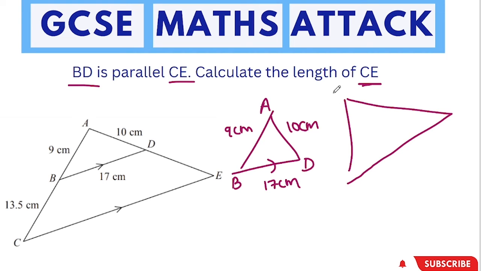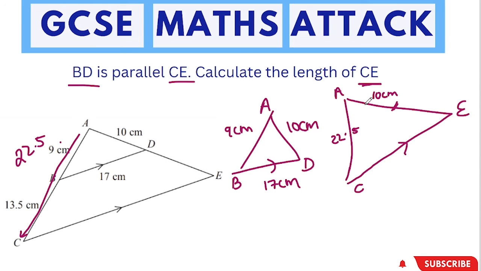That's A, that's C, and that's E. Okay, now I can see A to C is going to be 9 plus 13.5, and if I add that together, that's going to give me 22.5. So this length over here will be 22.5. I'm going to write that down here. So at 22.5, and then I'm going to see AE. So AE, we're not given the whole length, but I'm given 10 centimeters over here, and I don't have CE.